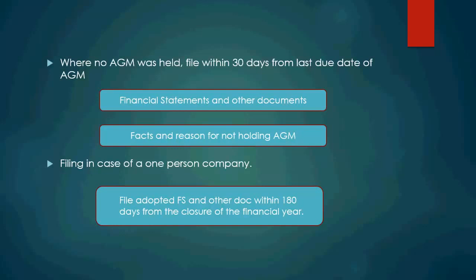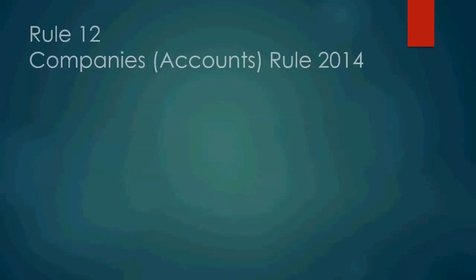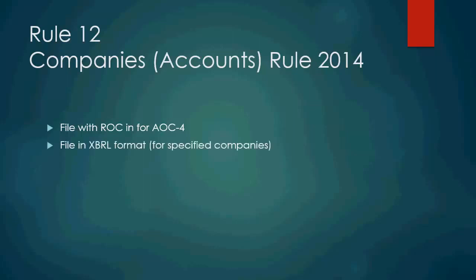Now the only topic that remains in section 137 is the form and the fees, right? What is the form in which you submit the documents and what is the fees that you have to pay to the ROC? So rule 12 of the Companies (Accounts) Rules, 2014 deals with the same, right? It says that when you file the documents to the ROC, it has to be done in form AOC-4, right? And some specified companies that are specified by the Central Government have to submit it in the XBRL format, which is Extensible Business Reporting Language. It is the language that is recognized by the MCA, the Ministry of Corporate Affairs.